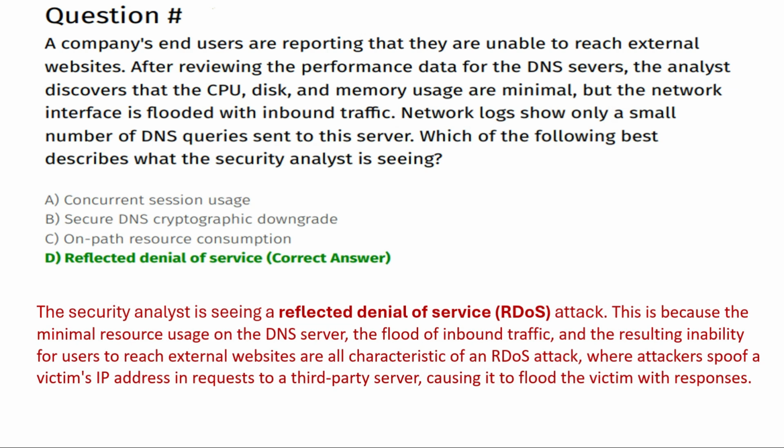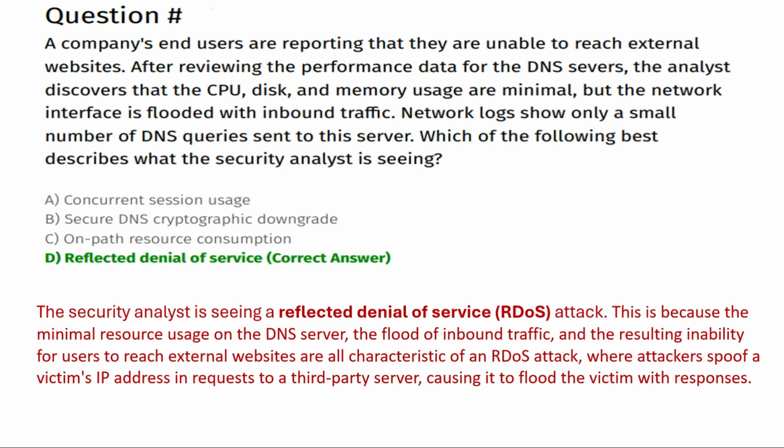The correct answer is reflected denial of service. So the security analyst is seeing a reflected denial of service (RDoS) attack. This is because the minimum resource uses on the DNS server, the flow of inbound traffic, and the resulting inability for users to reach external websites are all characteristics of an RDoS attack, where attackers spoof a victim's IP address in requests to a third-party server, causing it to flood the victim with responses. So that's why the correct answer for this question is option D, reflected denial of service.